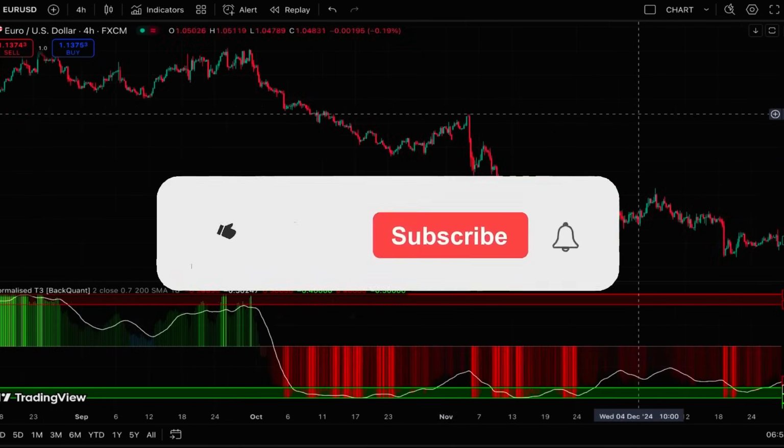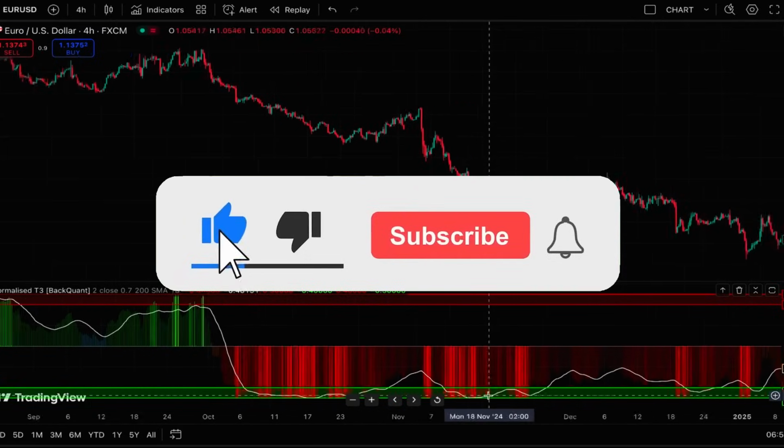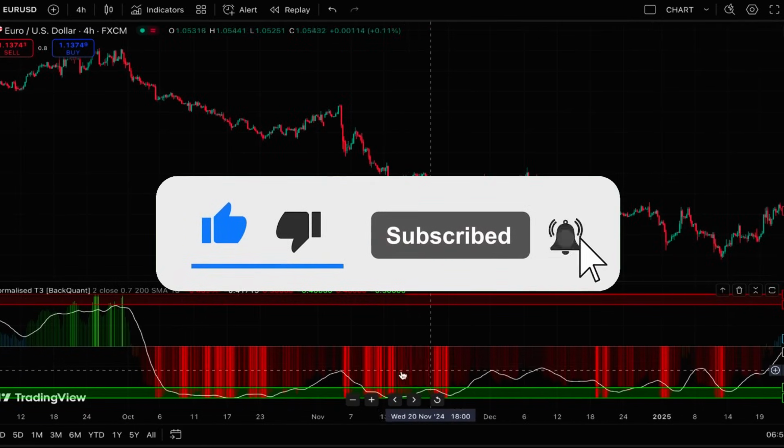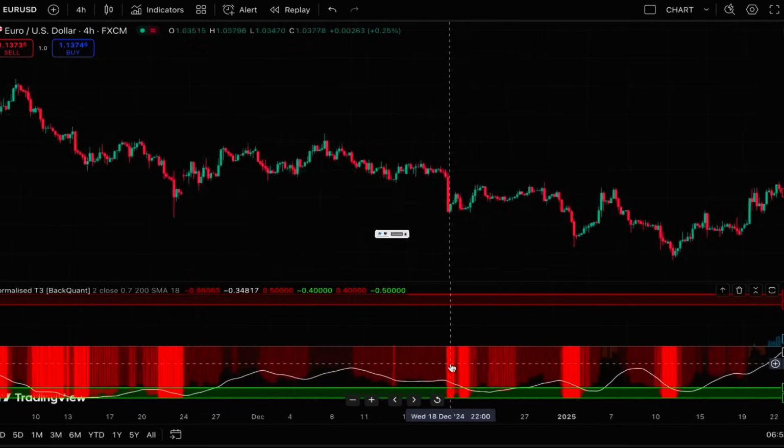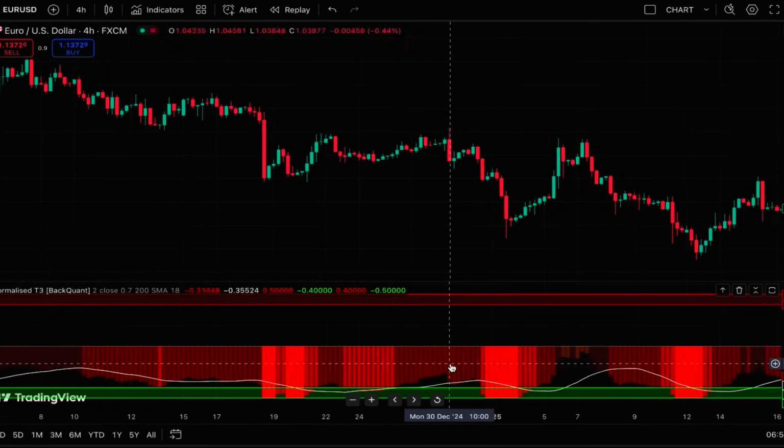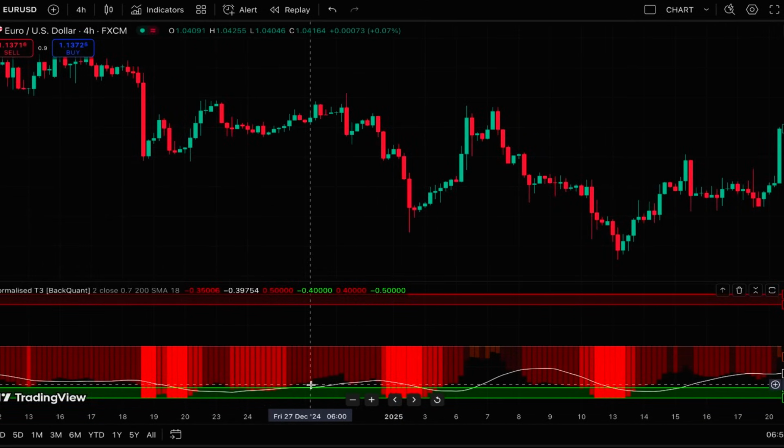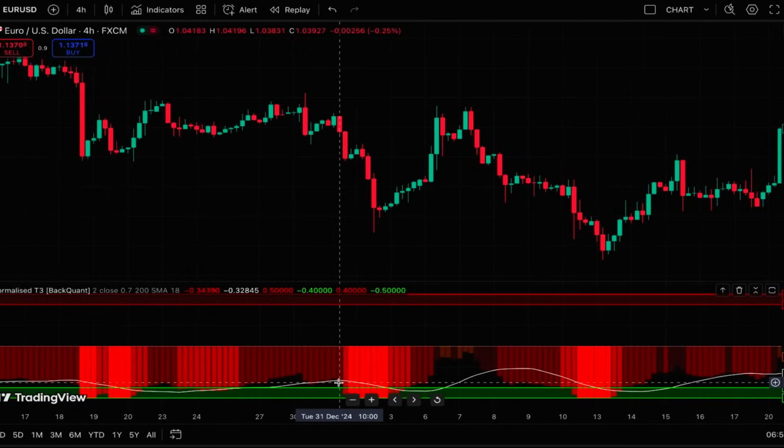By the help of this signal line, this white line, which is actually the moving average of the T3 oscillator, we can find trading opportunities in the pullbacks based on the crossovers of the T3 oscillator and its signal line. Let me show how it is done in practice.